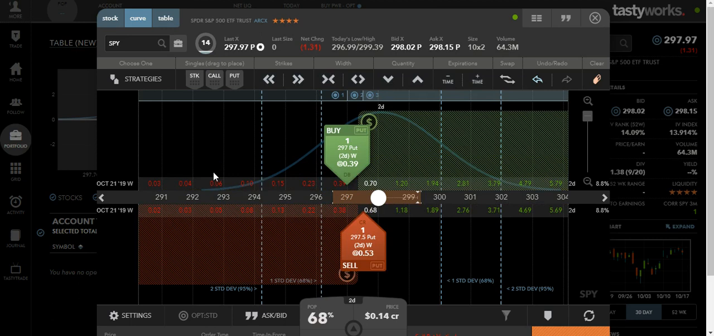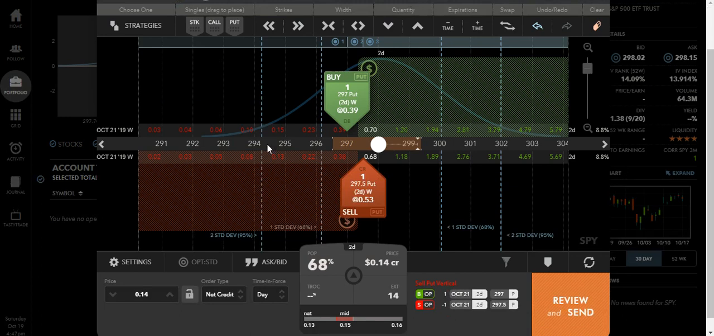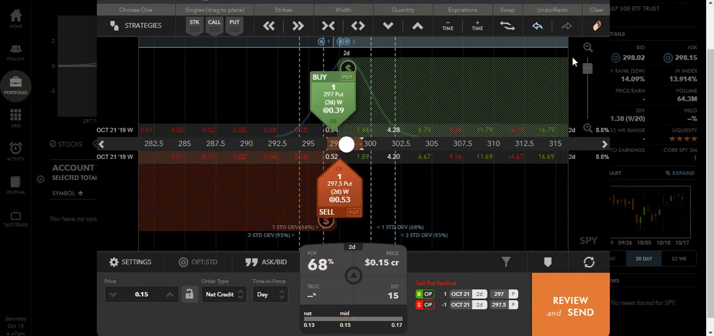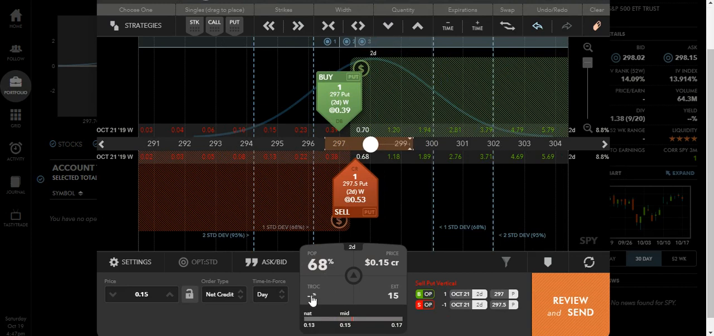So right here, we're going to put on a put vertical credit spread. We're buying a put and we're selling a put, and the direction of this trade is bullish, so we want the stock price to go up. And as you can see right off the bat, a probability of profit, just the way they set this up, is 68%. So we've already doubled our chances of making money on this trade.